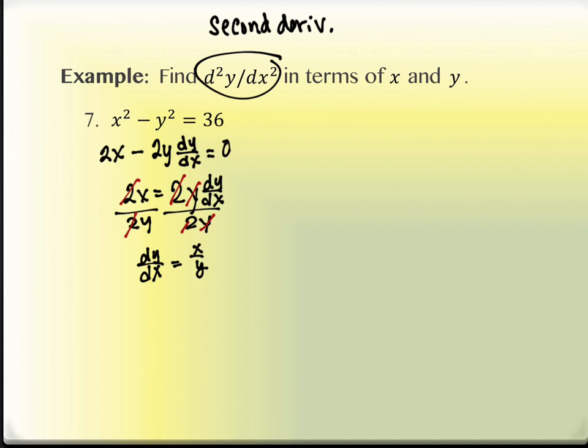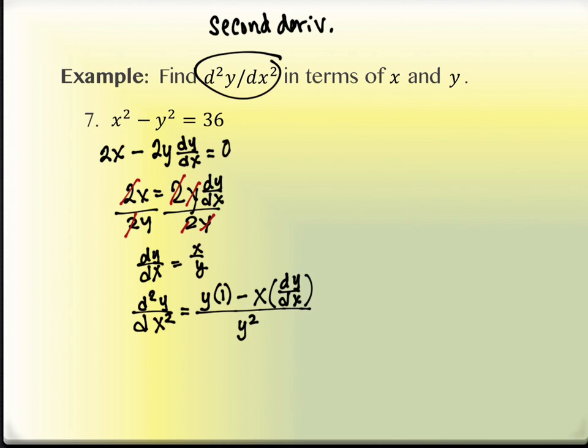Now I'm going to take the derivative again. So when I take the derivative of dy/dx, I get d²y/dx². Okay? The derivative of x over y. What rule am I going to need? Quotient rule, at least if I leave it written like this, and I might as well. So this is low d high. What's the derivative of x? 1. Minus high d low. What's the derivative of y? dy/dx. All over low, y squared.